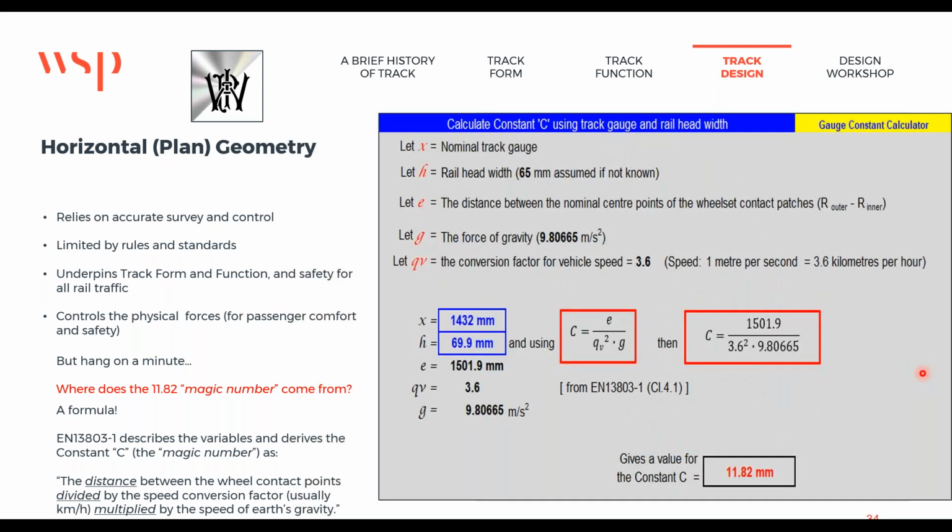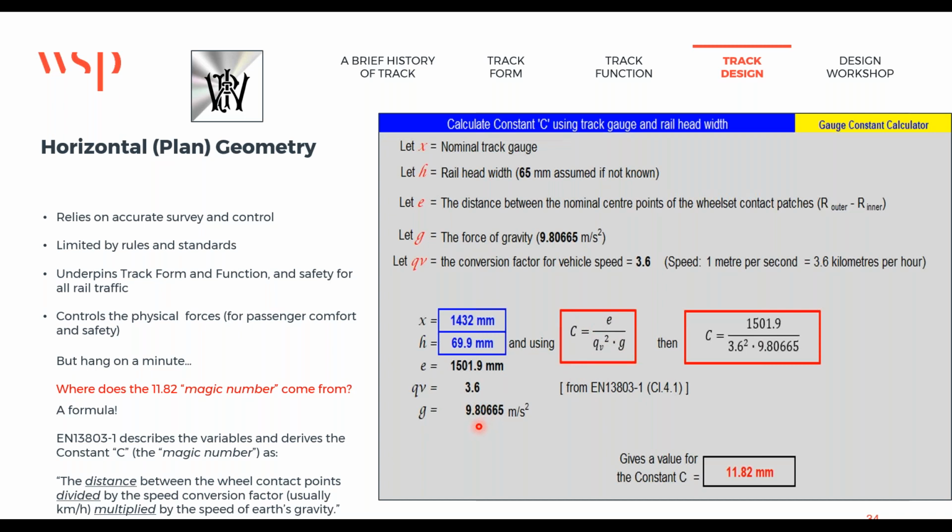Okay, what does that look like? Here's one from my gauge constant calculator spreadsheet using a track gauge of 1432 and a head width of 69.9. So let's go through the numbers again. So X 1432, head width 69.9 gives you an S, or the E, the distance between nominal centres, and that's the formula there in EN 13803, E over QV squared times G.